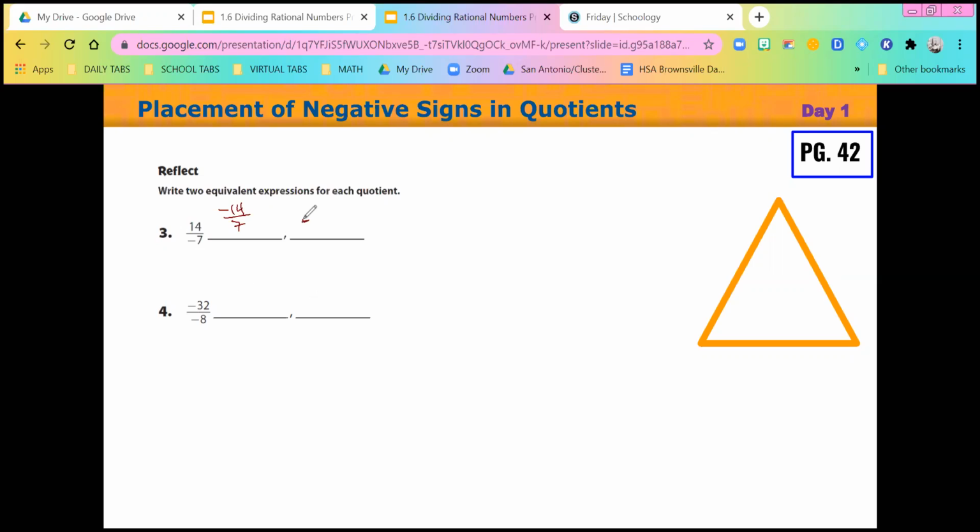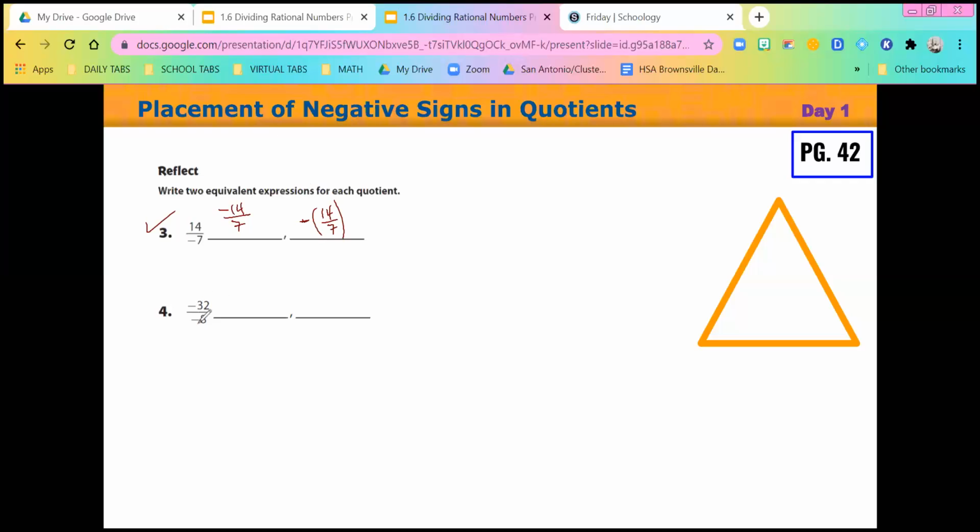So if I leave the negative on the outside of the parenthesis, I'm still going to have a negative expression, right? Because no matter what I do here, I'm going to have a negative quotient because I have different signs, okay? Number 4, I have a negative 32 divided by a negative 8. If we think about it, both signs are the same. That means I'm going to have a positive quotient because I have the same sign.